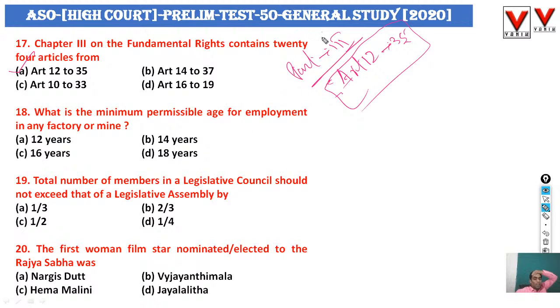Fundamental rights are mentioned in part 3 of the constitution, and part 3 starts with article 12 and ends at article 35. So the fundamental rights are mentioned in part 3 of the constitution, under article 12 to 35. Now we are going to proceed further, and that is question number 18.